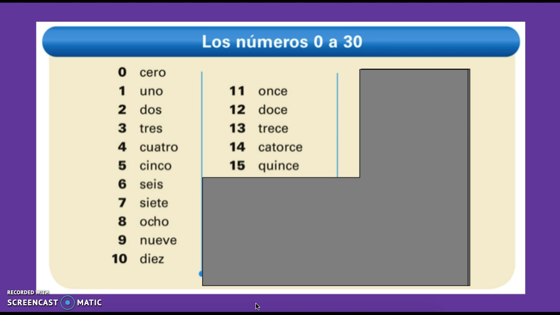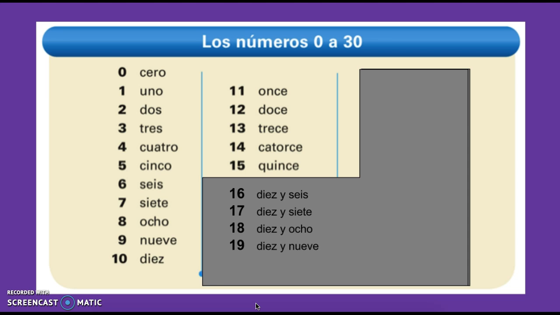Now on the next few numbers, 16 through 19, we see a pattern that begins. 16 in Spanish is pronounced diez y seis. Literally what we're saying is 10 and 6. So then 17, diez y siete, 10 and 7. 18, diez y ocho, 10 and 8. 19, diez y nueve, 10 and 9.